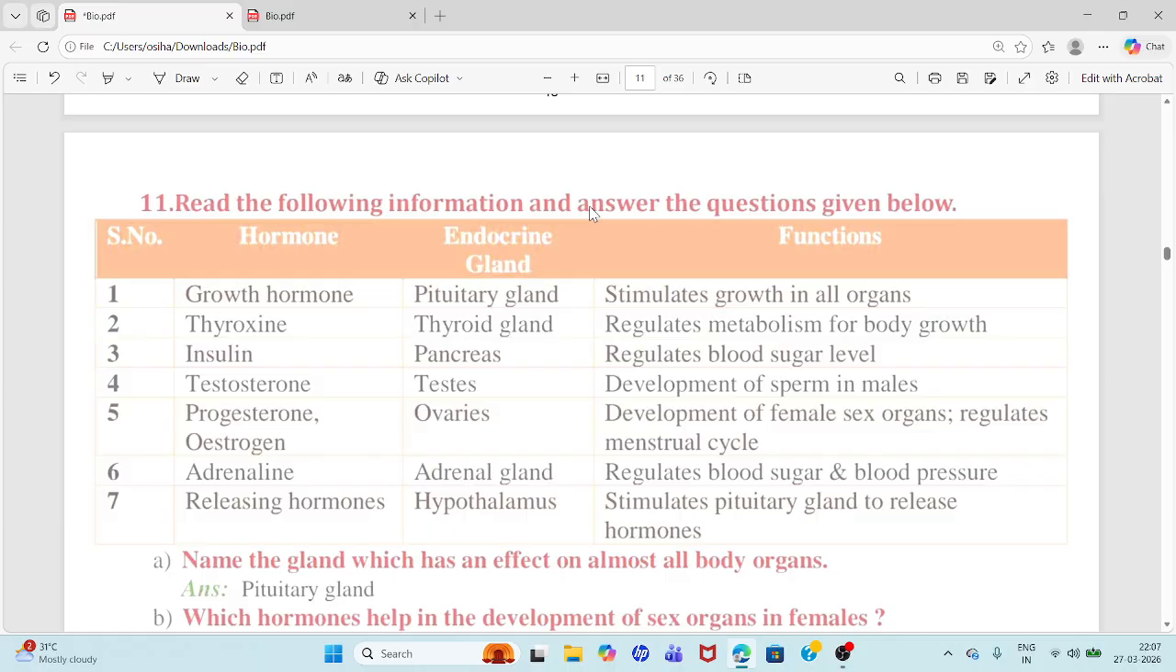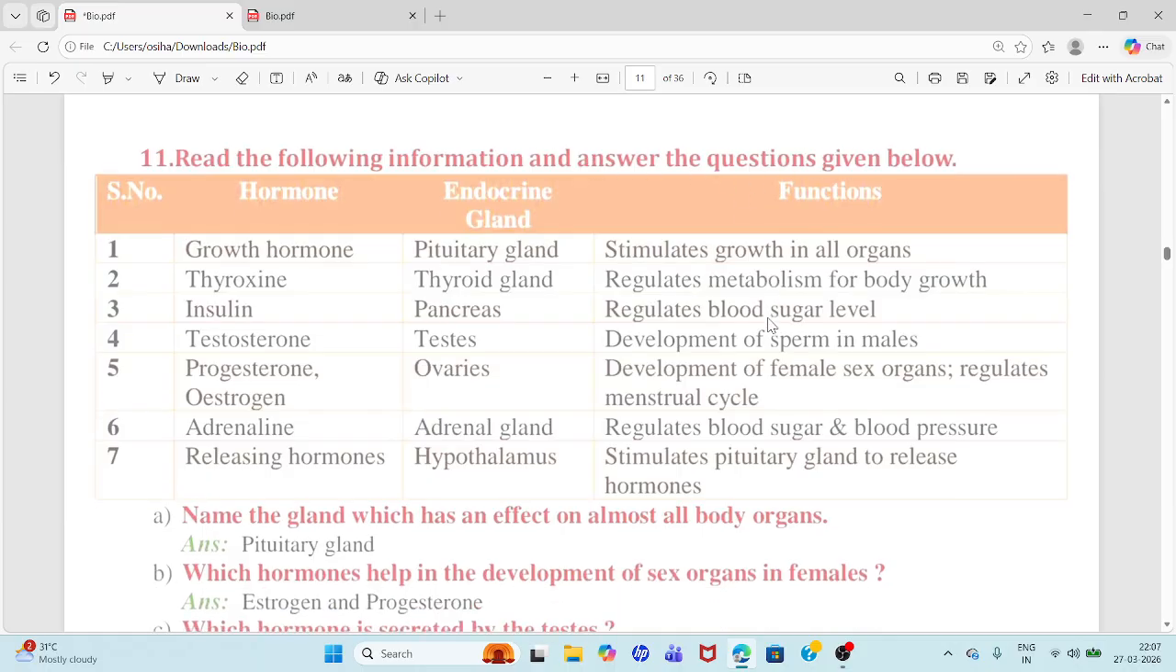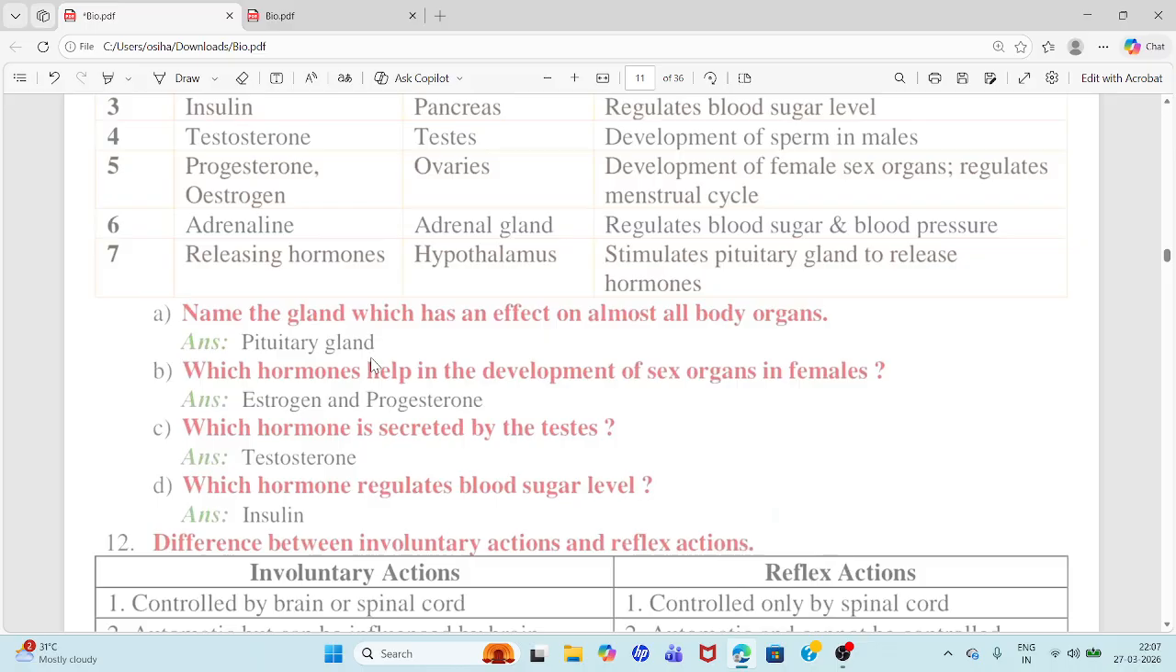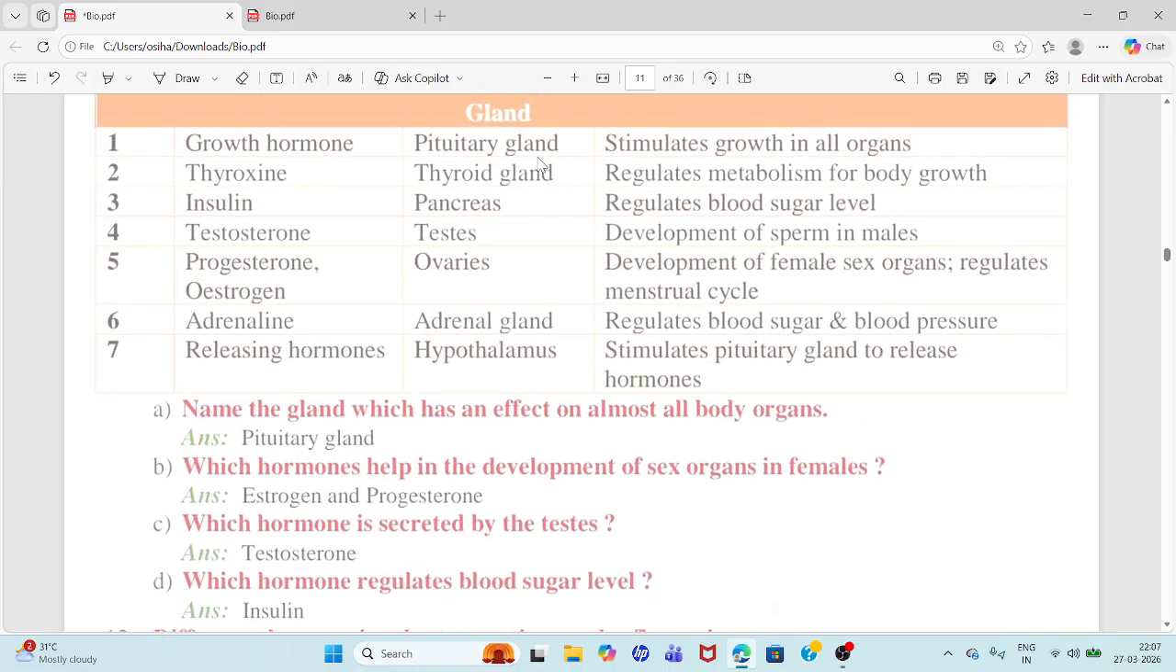11th question. Read the following information and answer the questions given below. So you have to read this. Here they have given a table of hormone, gland, endocrine gland, functions. A. Name the gland which has an effect on almost all body organs. It is the pituitary gland; here you can see it stimulates growth in all organs. So the answer is pituitary gland. B. Which hormone helps in the development of sex organs in females? Answer is estrogen and progesterone.